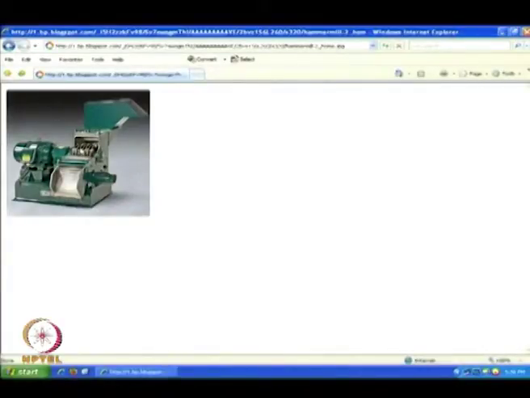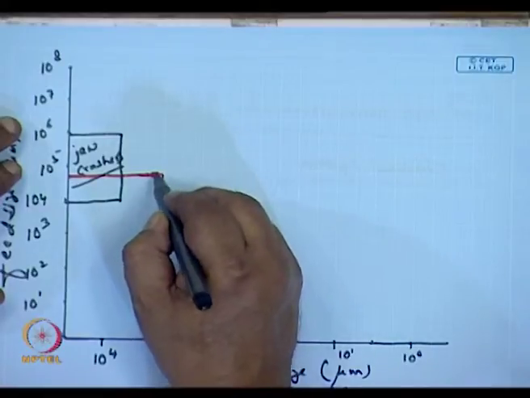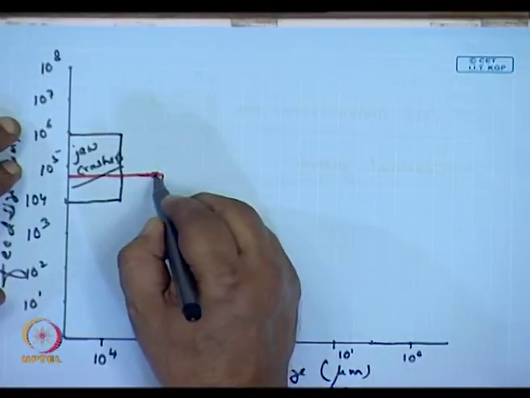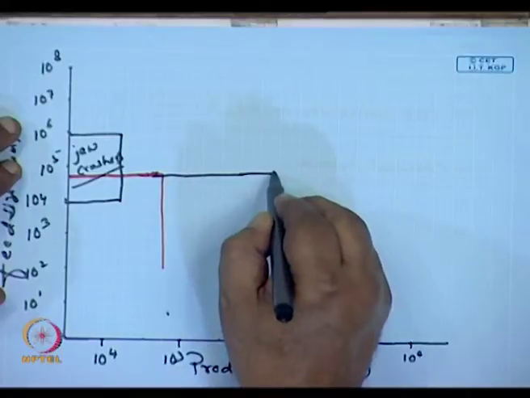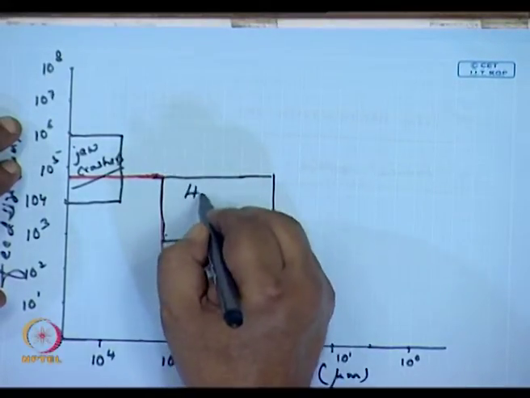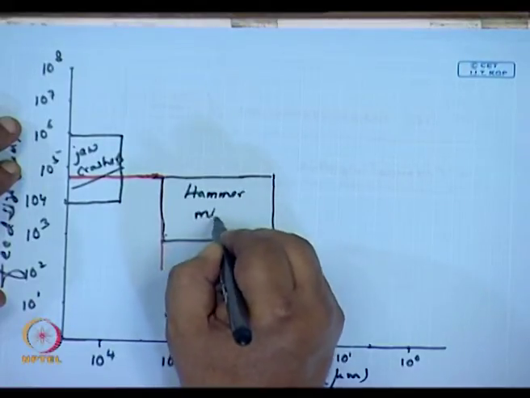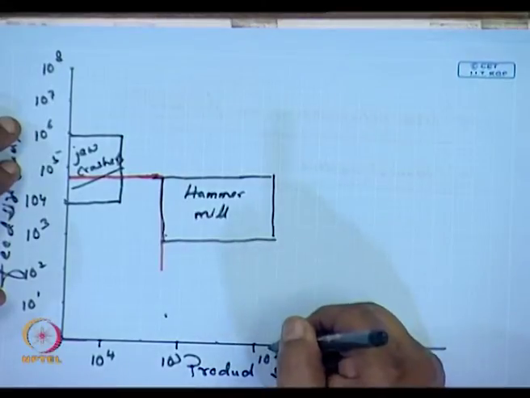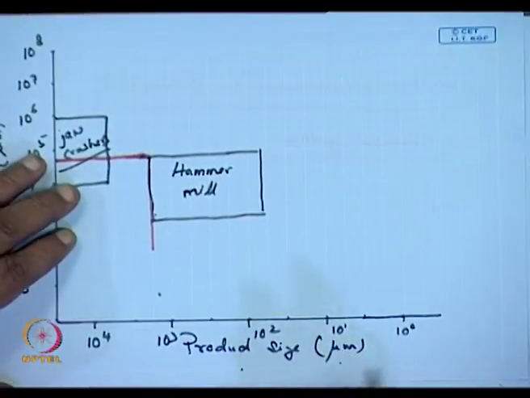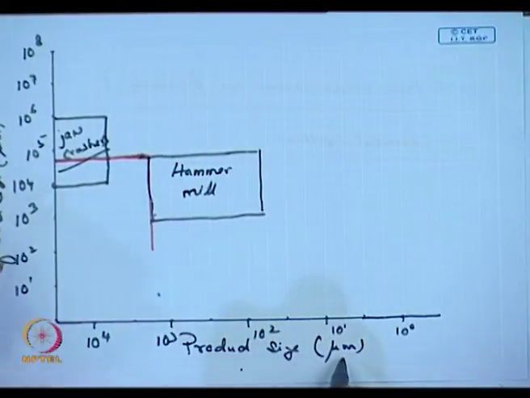With the hammer mill we can get powders, this is the area of operation of the hammer mill. So, we can get here powders which are product size 10 to the power of minus 10 to the power of 2 minus 4 micrometers, pretty fine powders.